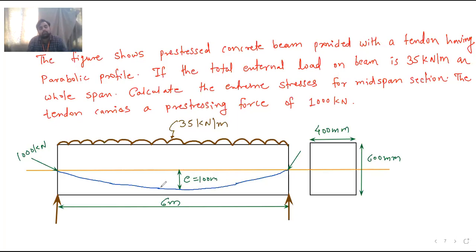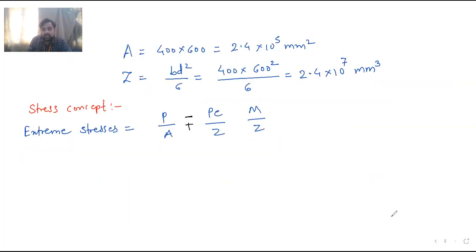Okay, so now think about this load. This is the beam, and the load is acting like this. This is the UDL, which is acting throughout the span. Due to this downward load, it will sag like this, so compression is at top and tension is at bottom.